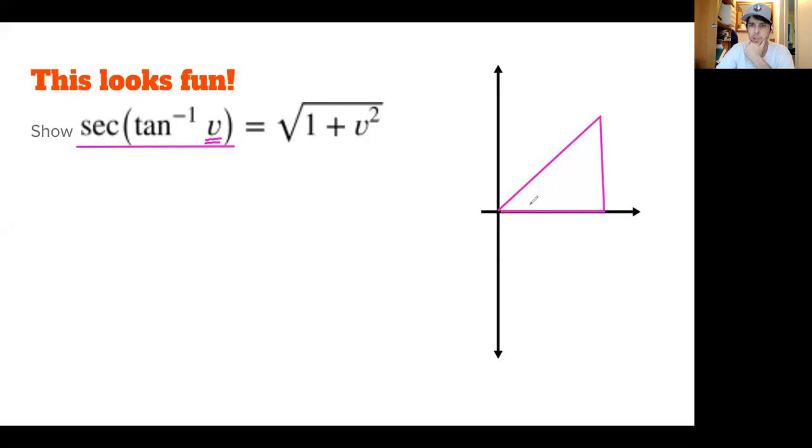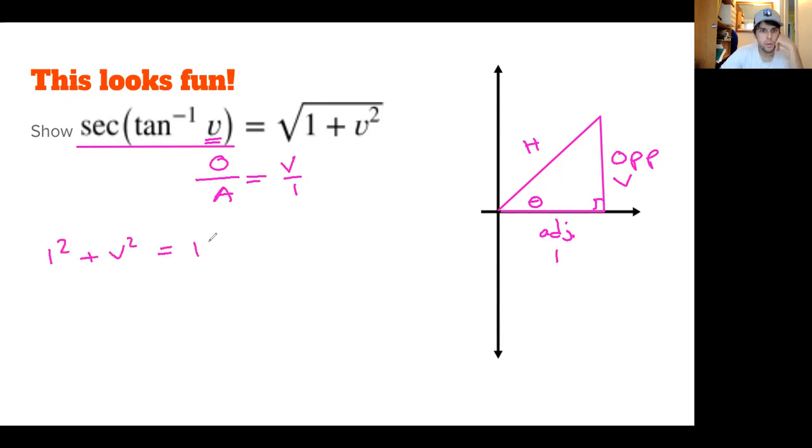Tangent is opposite over adjacent. We already sort of did this, right? Opposite over adjacent is supposed to equal v, or v over 1. This gives me some labeling for my opposite side over here and my adjacent side over here. I can call my opposite v and my adjacent just 1. And that gives me a way to solve for my hypotenuse in terms of v. I can use my Pythagorean theorem here. 1 squared plus v squared equals my hypotenuse squared.